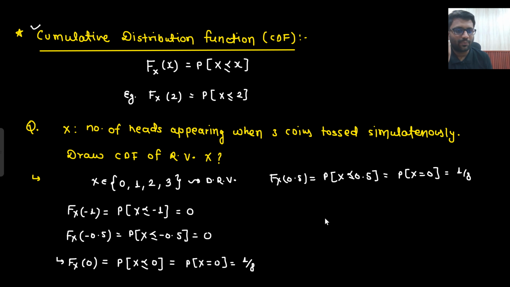Because it cannot take 0.4, it cannot take 0.3. Directly it can take x equals to 0 only. So till what point will it remain 1 by 8 only? Till x equals to 1, right?